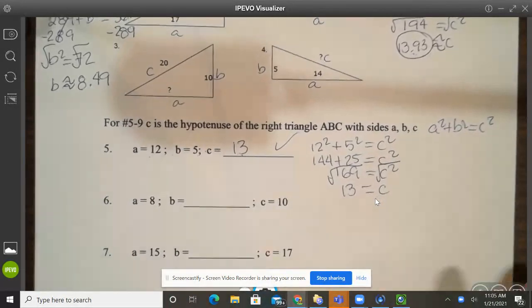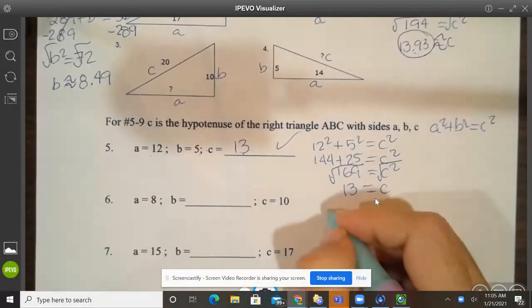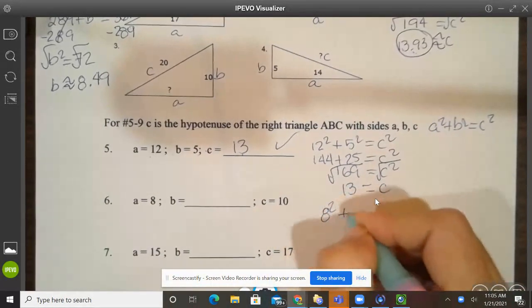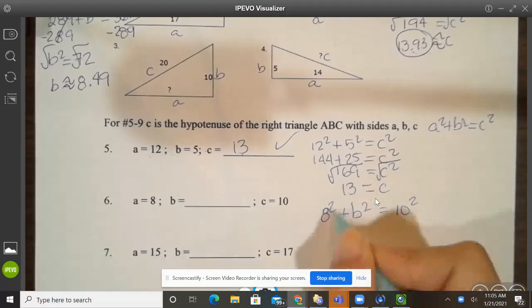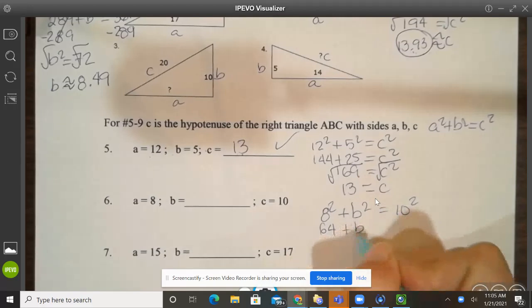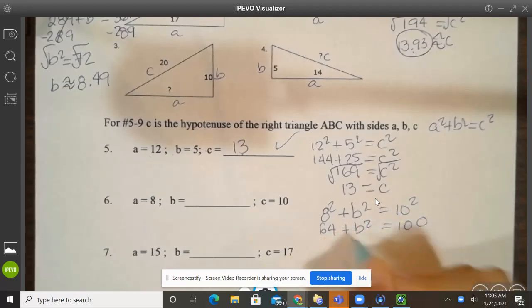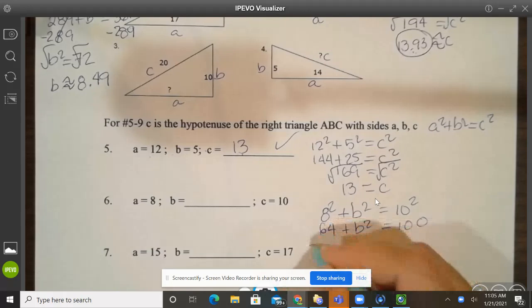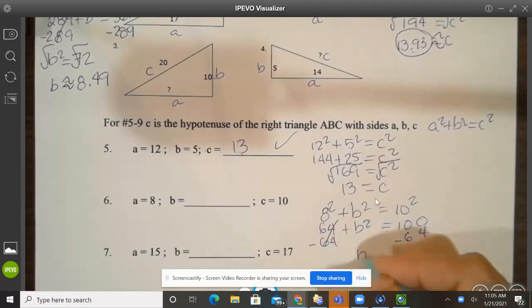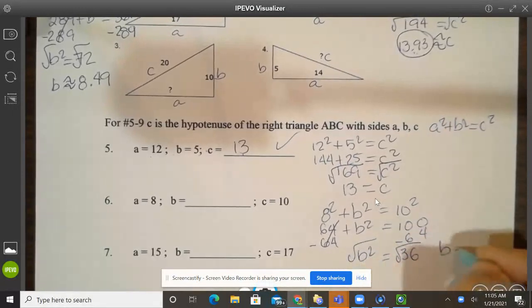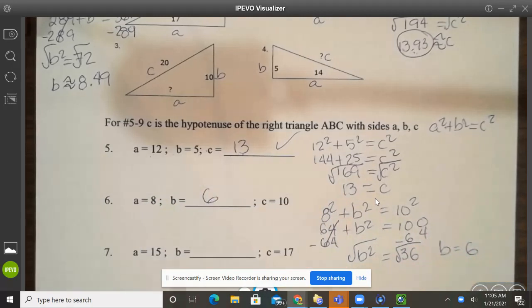All right, on this one, you're looking for B. So you have A. So that's 8 squared plus B squared equals C squared, which is 10 squared. And then that's 64 plus B squared equals 100. And then you subtract 64 on both sides to combine like terms. B squared equals 36. Take the square root and B equals 6. Notice that B is smaller than A and smaller than this one, which is fine.